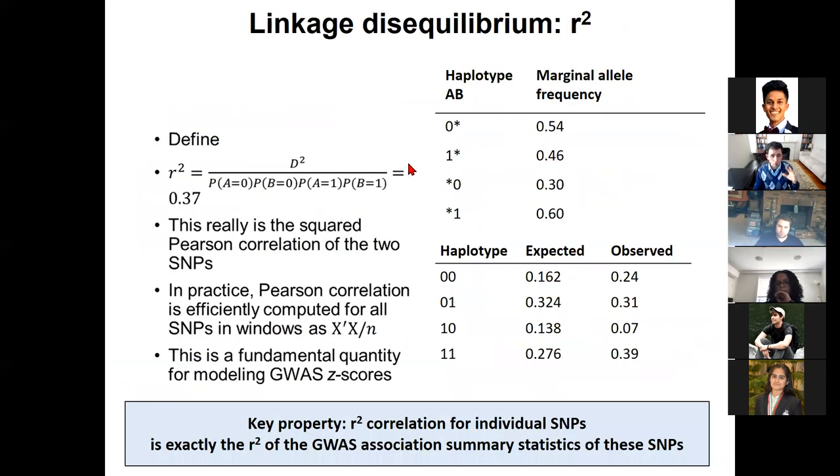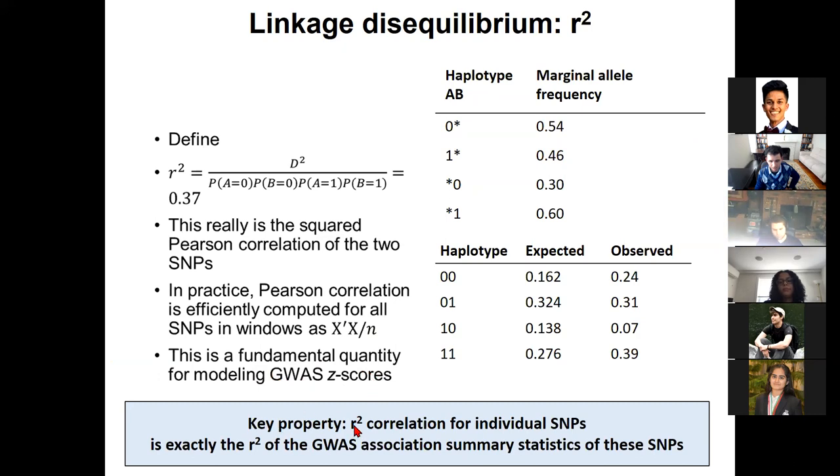30, 45, 20, 05. So that's one measure, this D measure, but you can also measure the linkage equilibrium R squared more directly, the correlation between these alleles. Basically, this is the squared Pearson correlation of the two SNPs to each other. In practice, the Pearson correlation is very efficiently computed for all SNPs in windows, as X prime X divided by N. And that's a fundamental quantity that is used for modeling genome-wide association studies Z-scores.